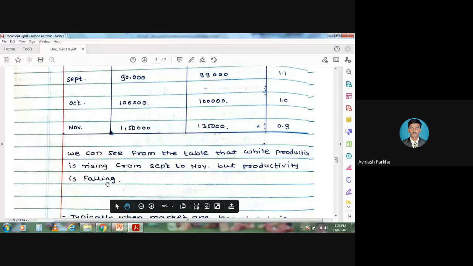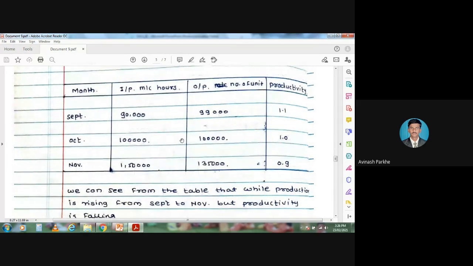The production increased from 99,000 to 1,35,000. I am repeating, the production increased from 99,000 to 1,35,000, but at the same time the productivity keeps decreasing. Therefore, as we discussed in the last lecture, the concepts of production and productivity are not correlated with each other. If production increases, we cannot say that productivity increases. On one side production increases, but on the other side productivity can decrease. We can understand that concept from this example, in which output increases from 99,000 to 1,35,000.